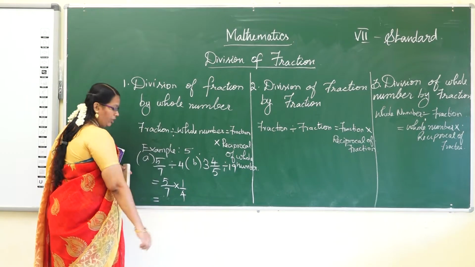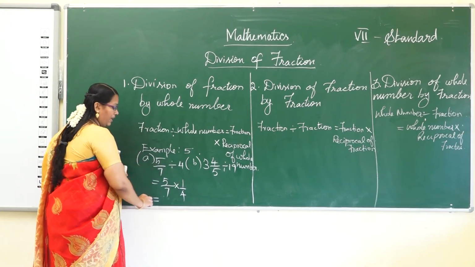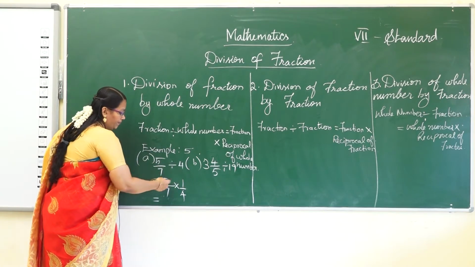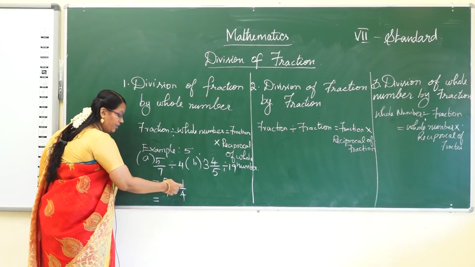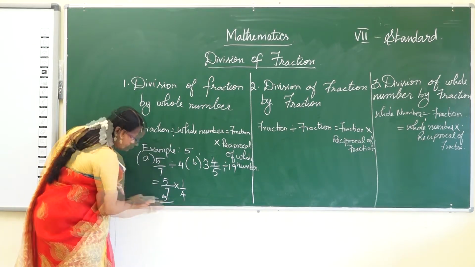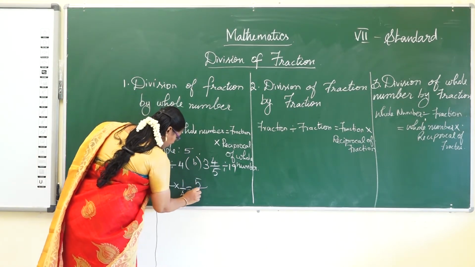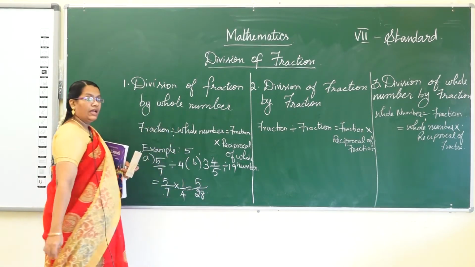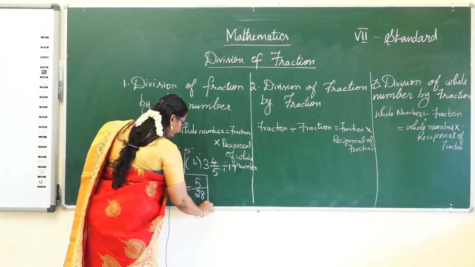Now you know the multiplication of fraction by fraction, so we directly multiply the product of the numerators and the product of the denominators. 5 into 1 is 5, and 7 fours are 28. That's it.